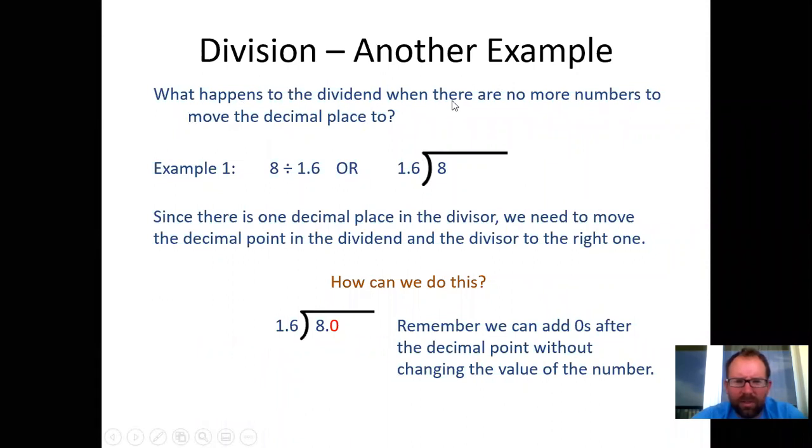What happens if, in the dividend, there are no more numbers to move the decimal place over? Well, there always is. There's zeros there, right? Just because there's nothing there doesn't mean you don't assume there's a zero. Because this is 8.000000000 forever. Since there is one decimal place in the divisor, we need to move the decimal point in the dividend and the divisor 1 to the right. So the 1.6, we're going to move it over.